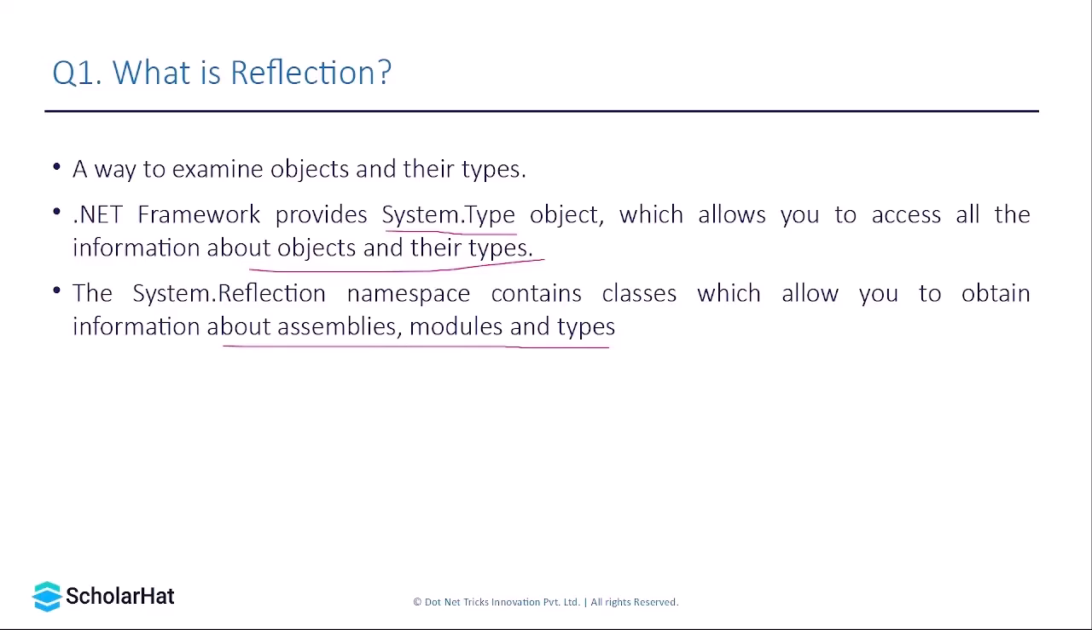So in general, you can say that reflection is a technique using which we can get the metadata of a particular class or assembly. We get to know the different types of methods available in the class, what the different types of those methods are, and how many modules it contains. All these things can be achieved by using reflection. The .NET ecosystem provides a System.Type object, which allows access to all the information about objects and their types, and this is contained under the System.Reflection namespace.